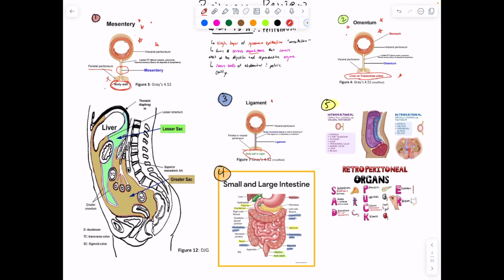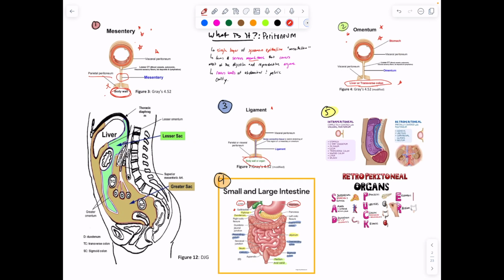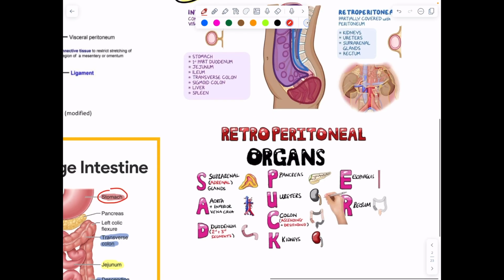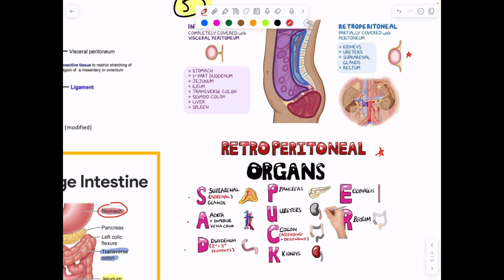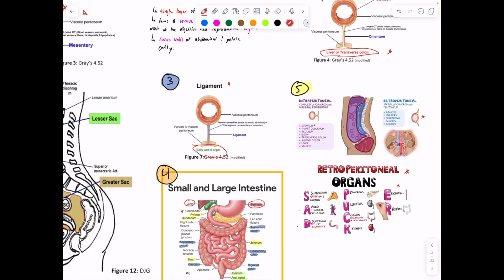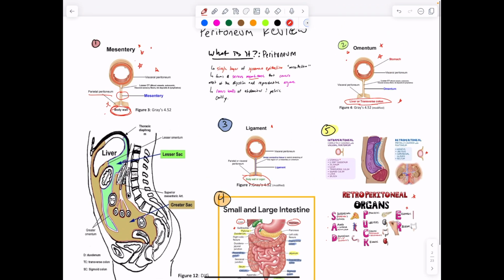All right, then we had the organs of the abdomen. In particular, today we're focused on the stomach, the liver, and the gallbladder. In relation to our peritoneum, we have our retroperitoneal and intraperitoneal organs. Remember, we have SAD PUCKER for our retroperitoneal organs. These are the organs that are only partially covered by the peritoneum. For us today, we don't have to be too concerned about retroperitoneal organs. We'll talk about it a little bit, but for the most part, our stomach, liver, and gallbladder are intraperitoneal.